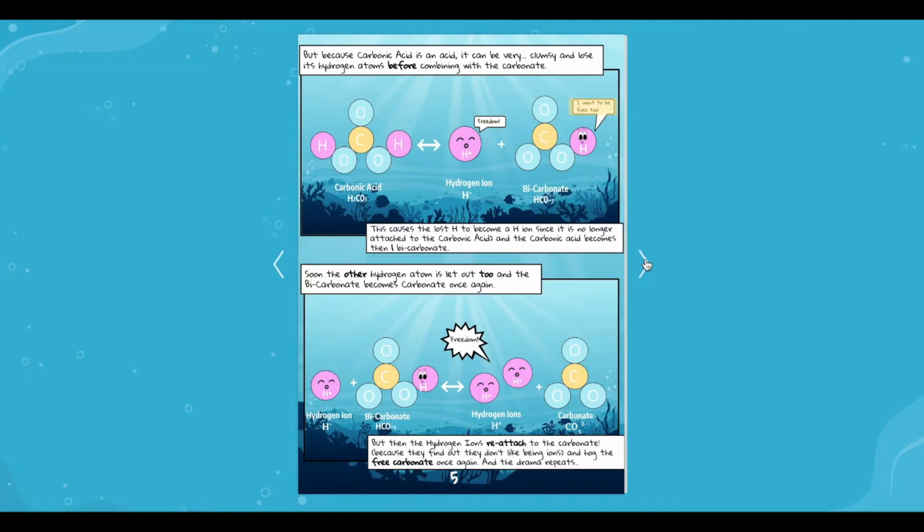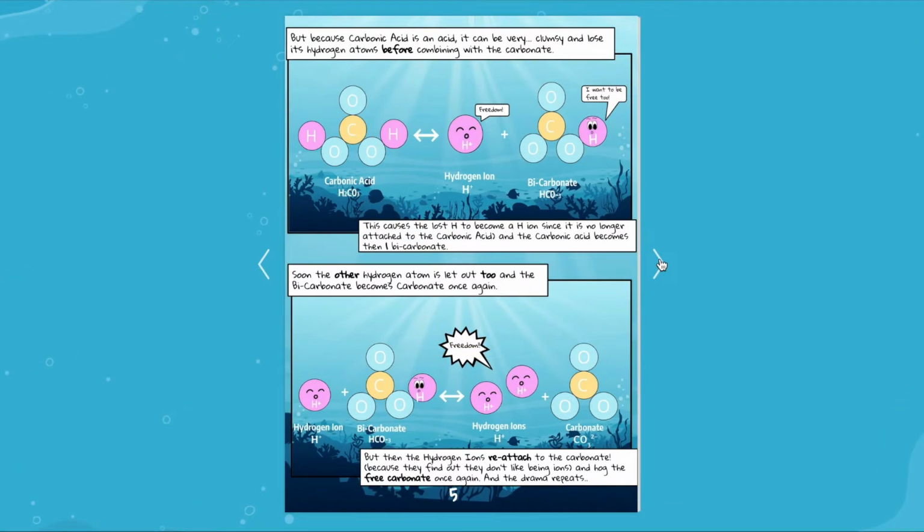Freedom! I want freedom too! This causes the lost hydrogen atom to be a hydrogen ion, since it is no longer attached to the carbonic acid. And the carbonic acid becomes then one bicarbonate. Soon, the other hydrogen atom is let out too, and the bicarbonate becomes carbonate once again. Freedom! But then the hydrogen ions reattach to the carbonate because they find out they don't like being ions and hog the free carbonate once again, and the drama repeats.